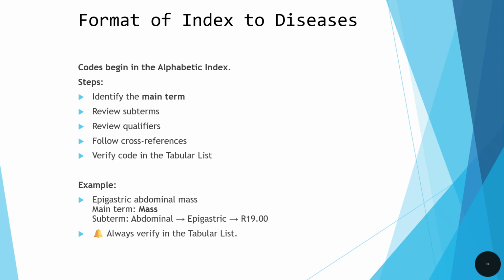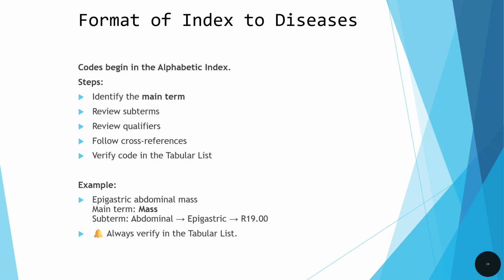If you want to pause the screen right now and go in your ICD-10-CM book and look up epigastric abdominal mass, please do so. You're going to start with the term mass, which is what's wrong with that epigastric abdominal area, then go to abdominal, and then go to epigastric to get your code.